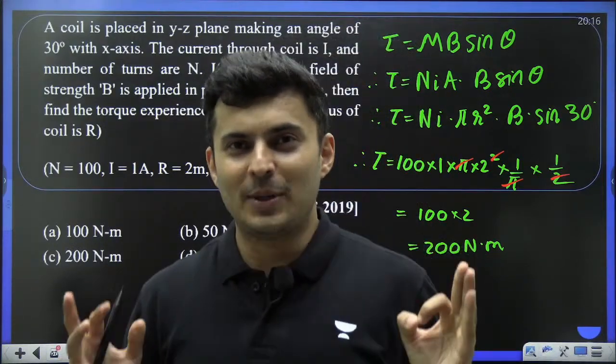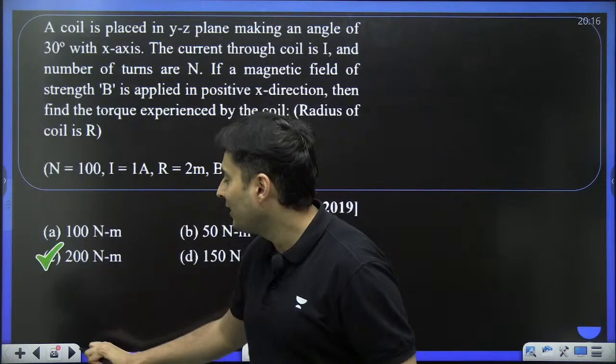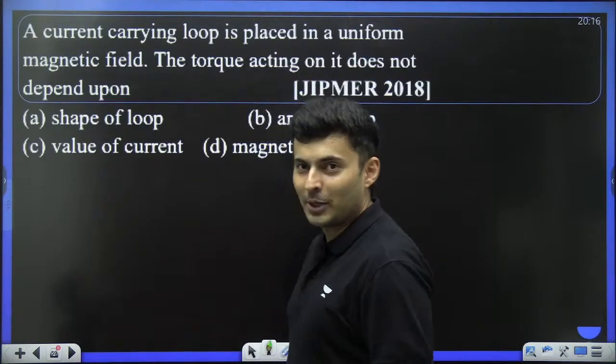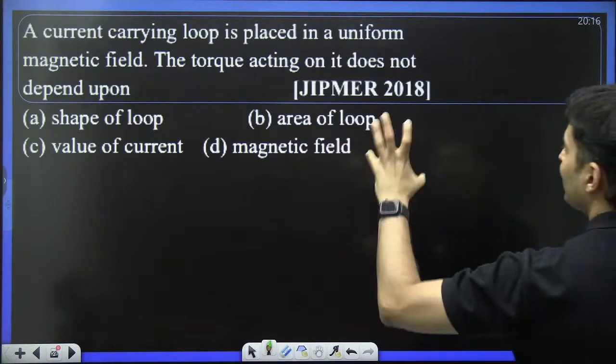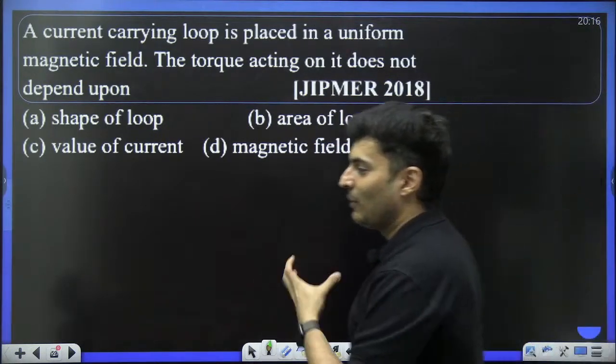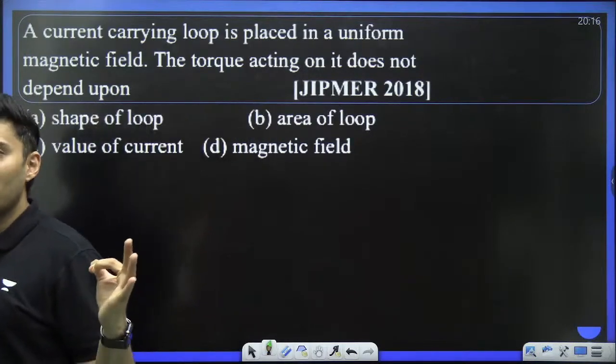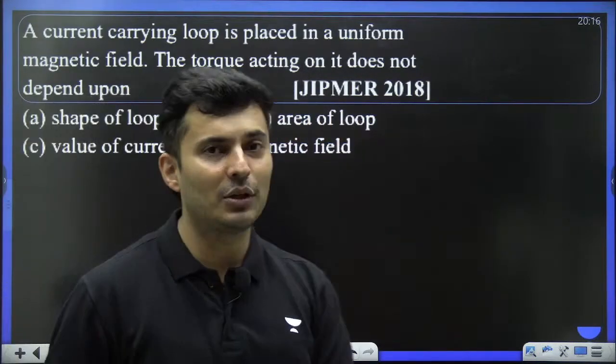Shall we go to the last part now? We'll see the final application. Okay, come on, my dear warriors. Current carrying loop is placed in a uniform field, then the torque does not depend on what? Come on. Everybody should be able to answer this JIPMER 2018 question.